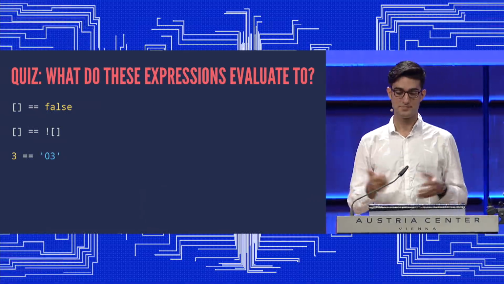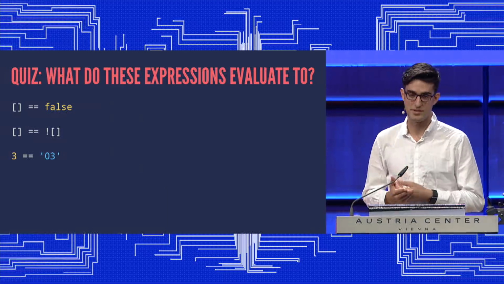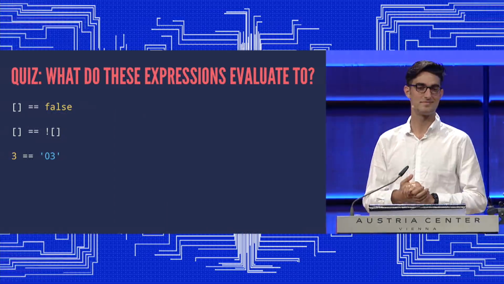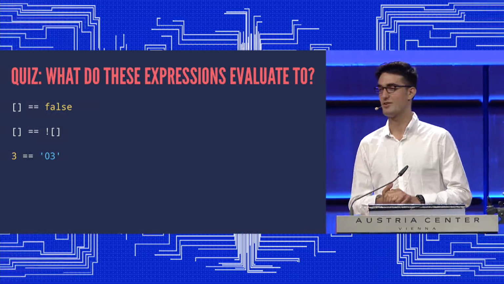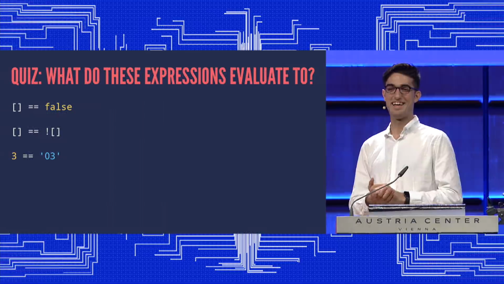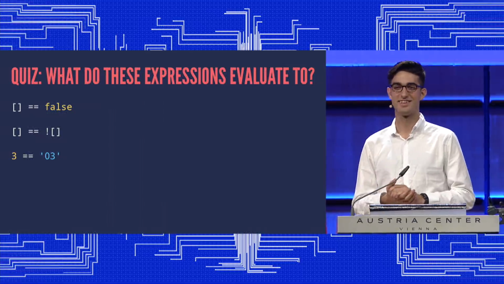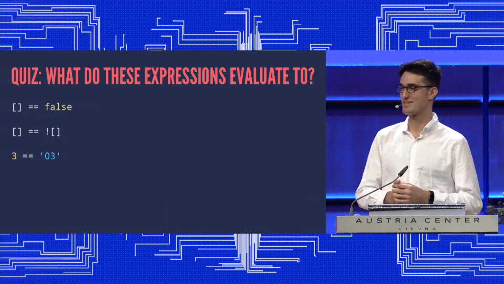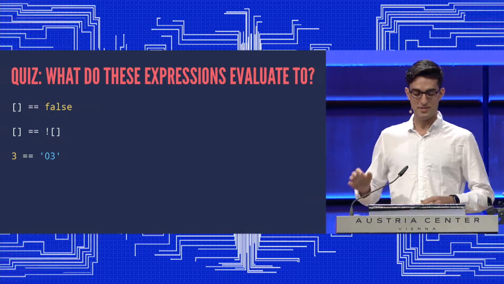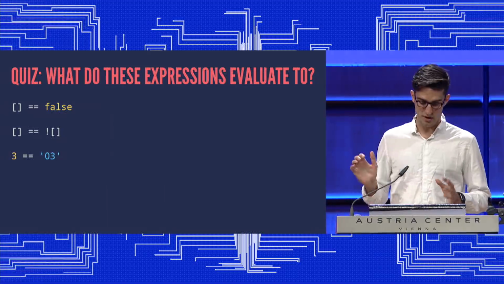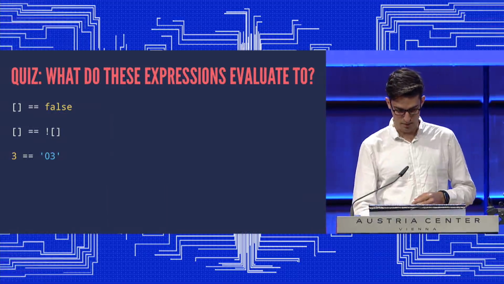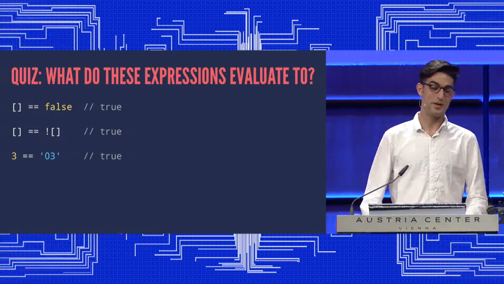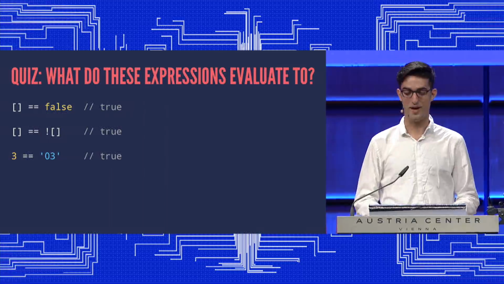So here's another quiz. What do these expressions evaluate to? OK, raise your hand if you think you know. I think I see 0 hands. Exactly. Oh, there's a smarty pants over there. So these should probably never appear in any code base, honestly. These are using the double equals operator, which is very confusing. So it turns out they're all true, obviously, right?